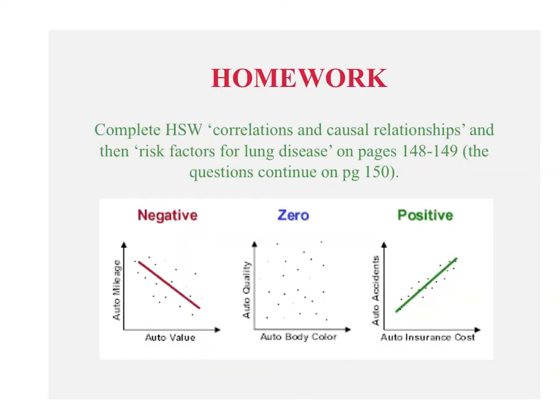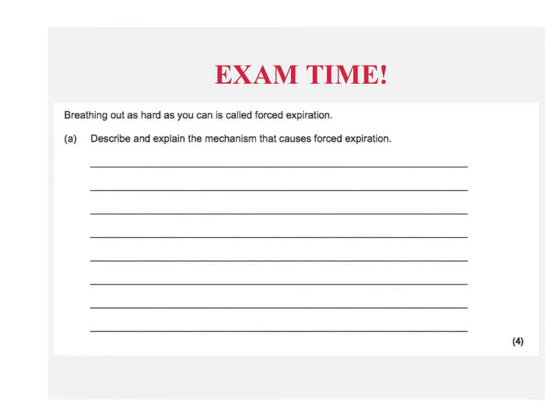So now it's your turn. Have a go at the How Science Works, Correlations and Causal Relationships and the Risk Factors for Lung Disease on page 148 to 149. And the questions carry on to page 150. And then use the marks at the back of the book to self-assess yourself. And finally, as per usual, we're going to finish off with some exam questions just to round off the lesson.